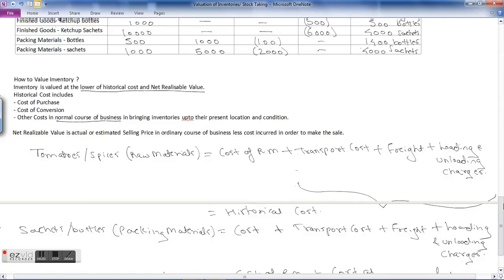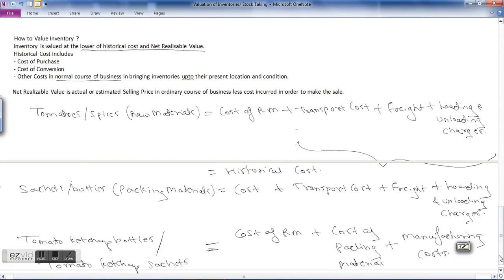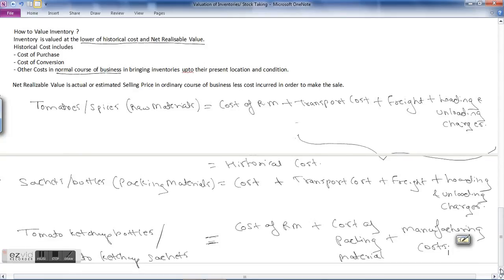Now in some rare cases, for example, if you take an example of the wine industry. Now wine, if it is required to be stored, that will include the storage cost of wine also. Other cost in the normal course of business to bring inventories up to their present location or condition. So if wine needs to be stored for say 10 to 15 years, the storage cost of that wine needs to be included in the historical cost.